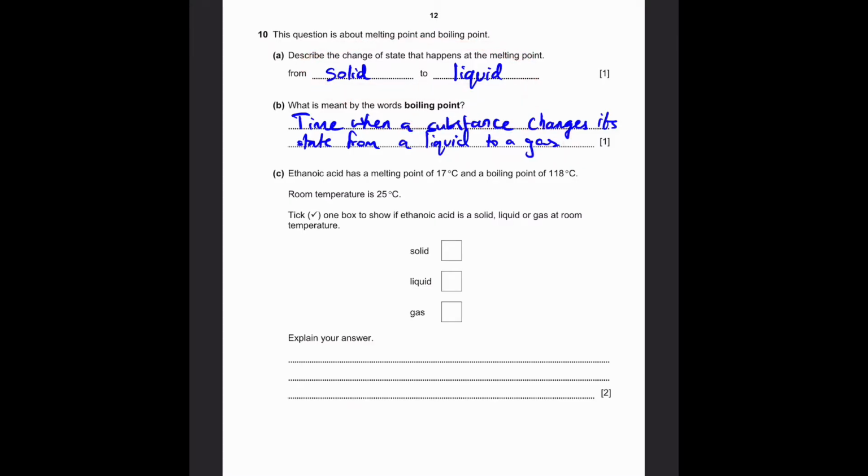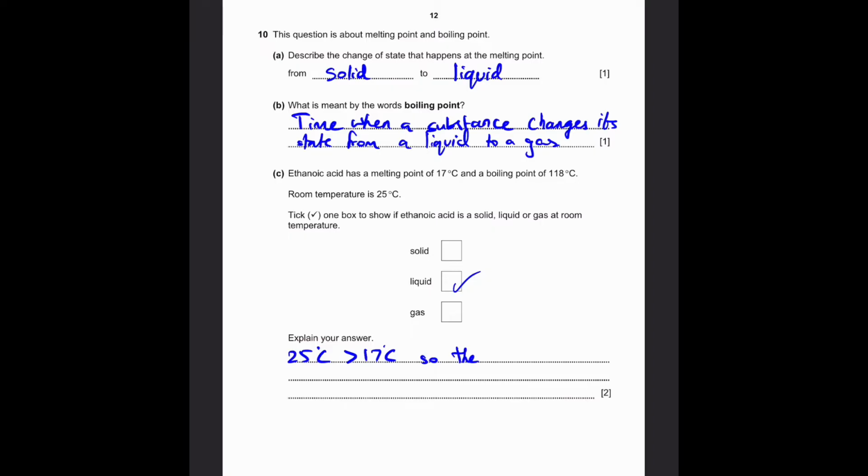C. Ethanoic acid has a melting point of 17 degrees and a boiling point of 118 degrees. Room temperature is 25 degrees Celsius. Tick one box to show if ethanoic acid is a solid, liquid, or gas at room temperature and explain your answer. Well, the answer is actually liquid. So, we can see that the melting point is 17 degrees. 25 is greater than 17, right? We can write that. 25 is greater than 17.